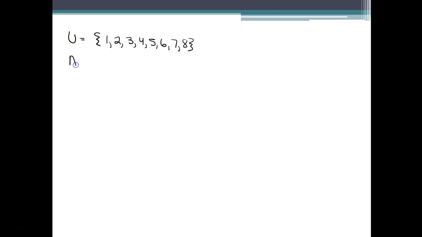And there's a subset of the universal set, set A, that contains 1, 2, 4, 5, 7. And there's a B that contains 2, 3, 5, and 6.